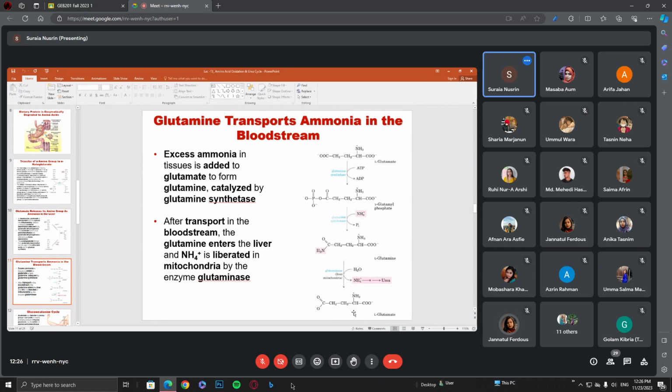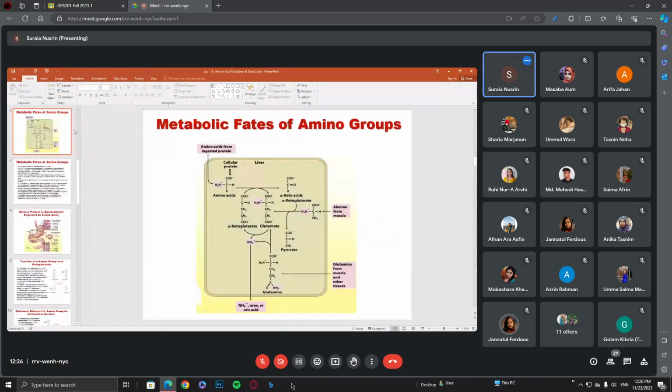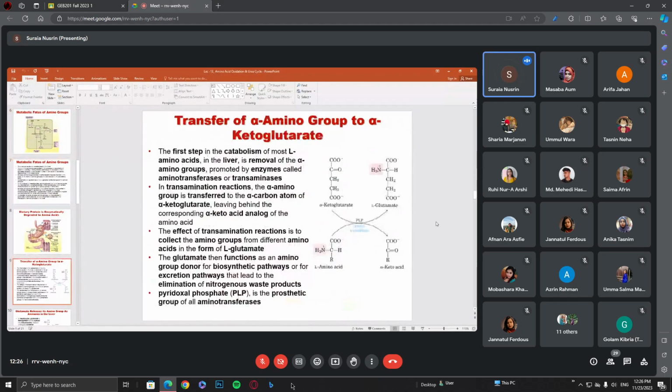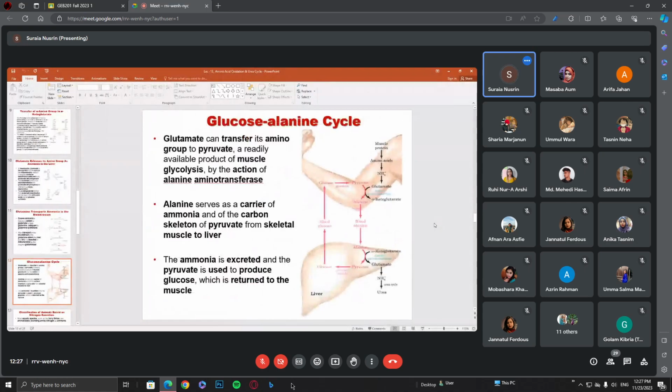Yes, ma'am. So at the beginning, if I go back to this one, this is kind of a summary, and now we are learning each of the reactions individually. So we get glutamate. Now another one, alanine. We have seen that alanine is the one coming from the muscle, and it is delivering the amino group to the liver.